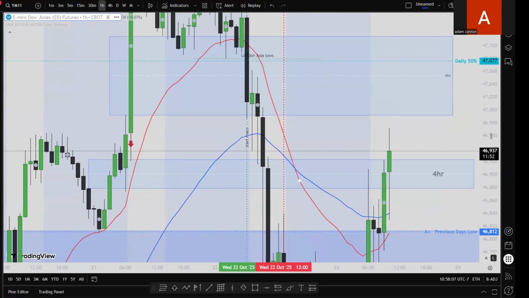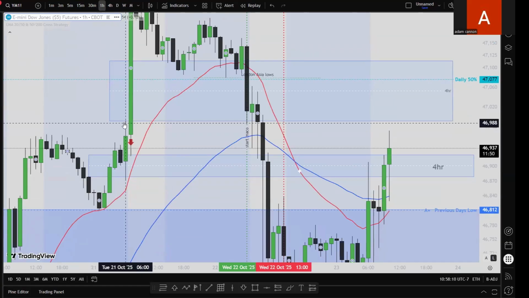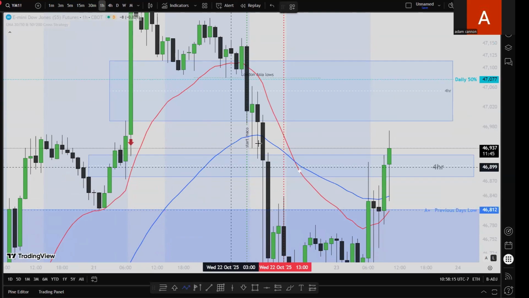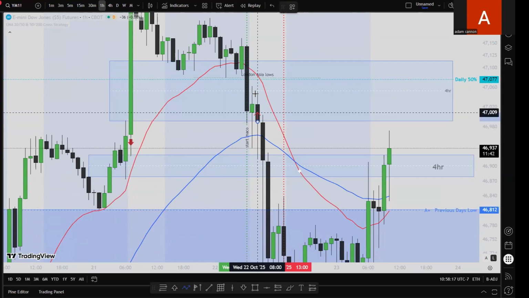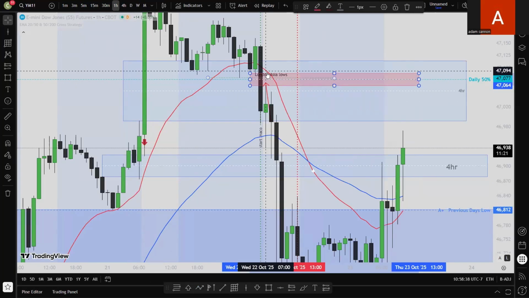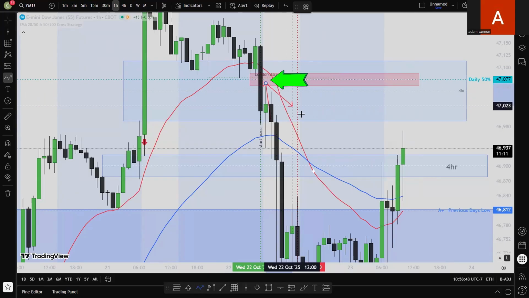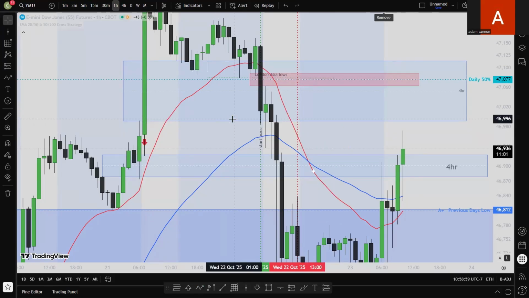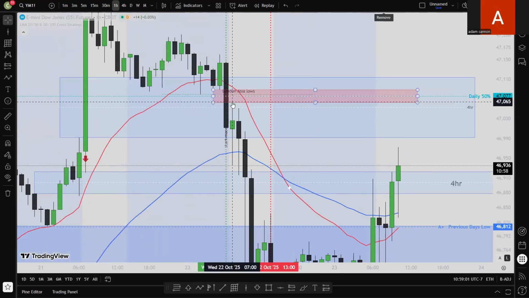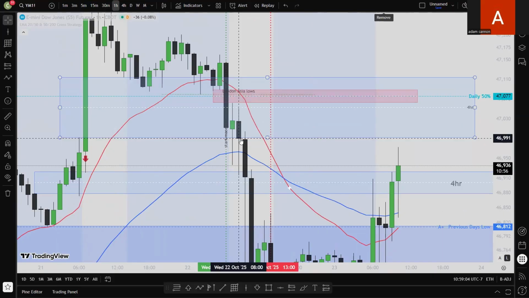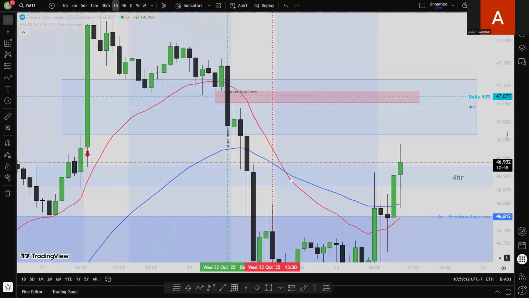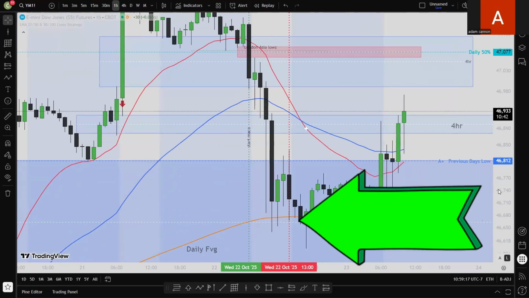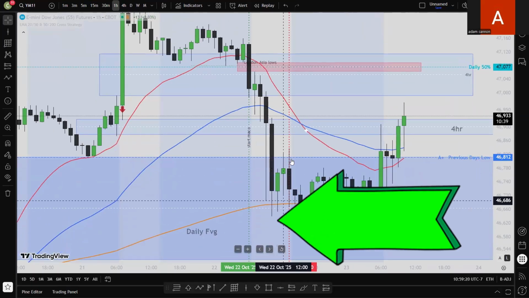Now, as soon as it inverted this fair value gap right here, I was expecting a continuation model. So we've inverted it. I would like to see price come up into this bearish gap here for a continuation model this way. However, price did not feel the need to come up into this fair value gap after inversion on this candle right here. And it actually decided to come right down to where I thought it was going to go, into this daily fair value gap right here, bullish, this big blue box here.